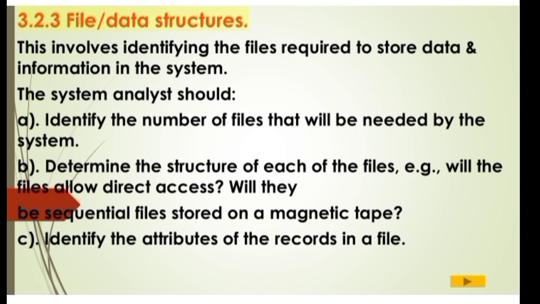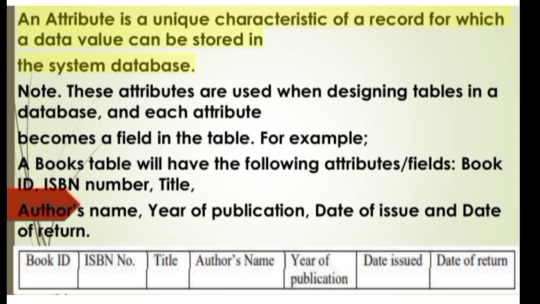3.2.3 File data structures. This involves identifying the files required to store data and information in the system. The system analyst should: A. Identify the number of files that will be needed by the system. B. Determine the structure of each of the files, e.g., will the files allow direct access? Will they be sequential files stored on a magnetic tape? C. Identify the attributes of the records in a file. An attribute is a unique characteristic of a record for which a data value can be stored in the system database. Note: these attributes are used when designing tables in a database, and each attribute becomes a field in the table.